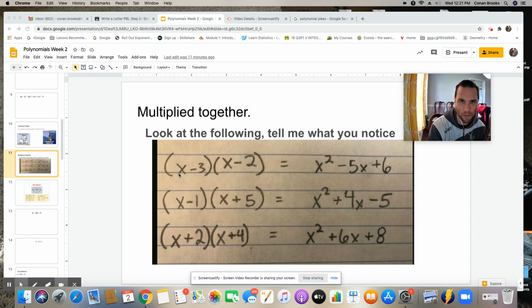There's two x's here, so when you see two x's multiplied together, you add the exponents, you get x squared. x times x is x squared, x times x is x squared. And then if you look at the back number, you have negative 3 times negative 2 is positive 6. Negative 1 times positive 5 is negative 5. Positive 2 times positive 4 is positive 8. So we've covered the first number of the trinomial. We've covered the third number of the trinomial, or part of the trinomial. And we're going to find out how to get the middle, okay?